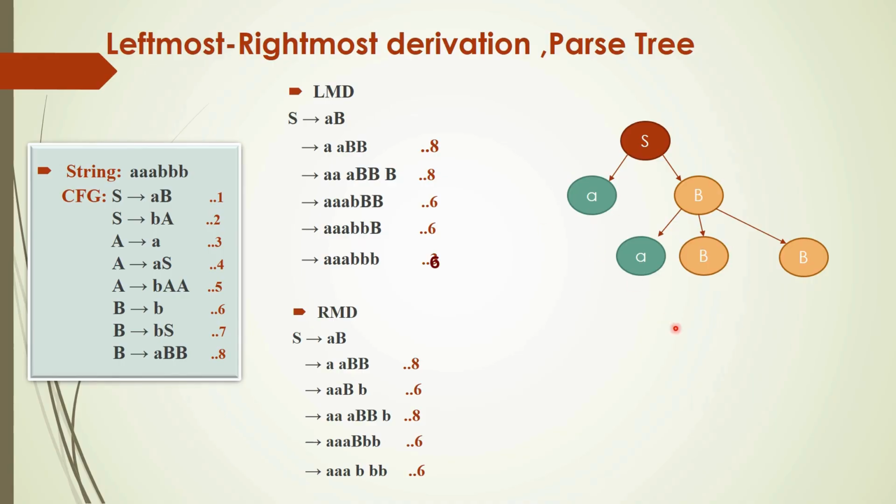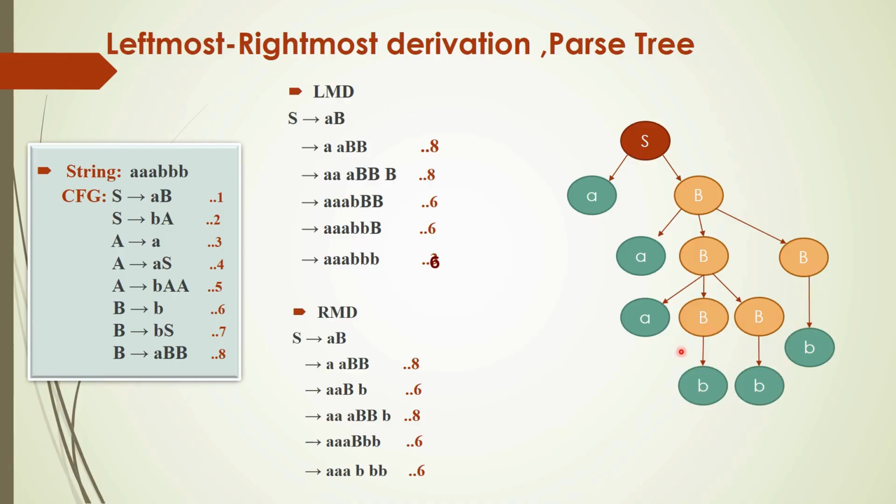Then a is already generated. So we have to substitute this B with something that is able to generate a combination of a with B. So I am substituting this B with aBB. After this derivation, we just have to substitute these B, B, B with terminal b, terminal b and terminal b. So here you can see the generated parse tree for the given string by using this context-free grammar.